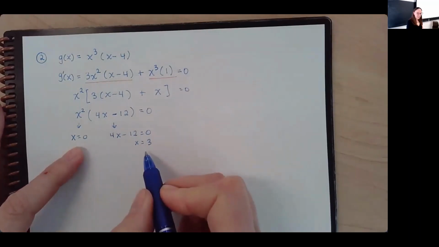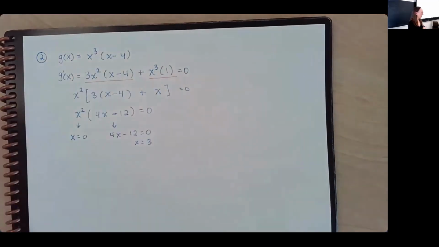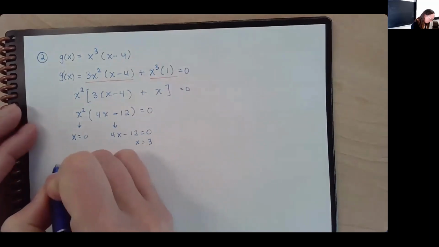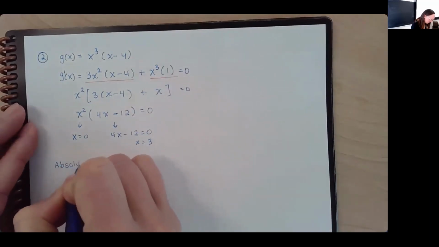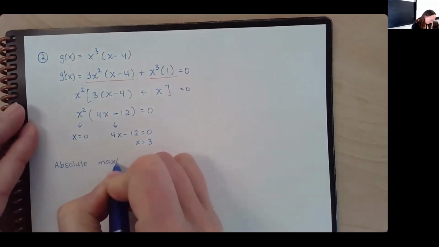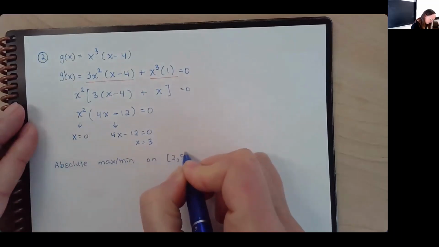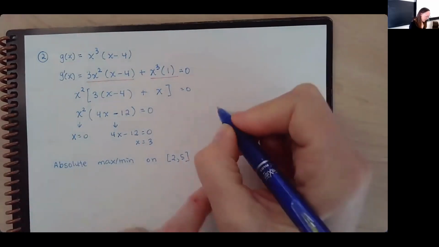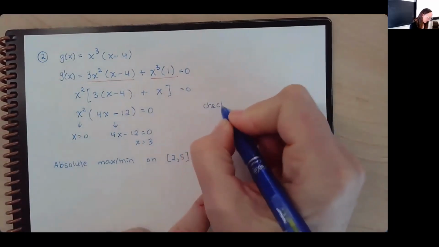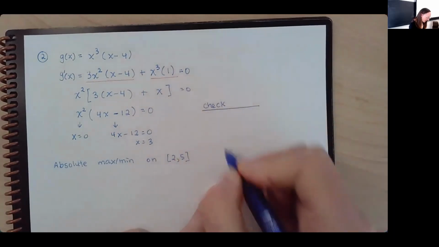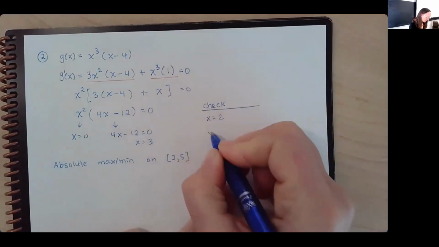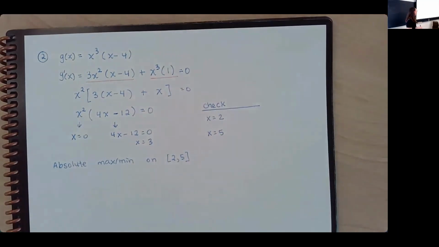These are both critical numbers and critical points in this case, because the domain of my function is all real numbers. So if I need to find the absolute max and min on the interval from 2 to 5, that says I'm going to come in here and check the endpoints. And I need to check any critical number that's inside of that interval.